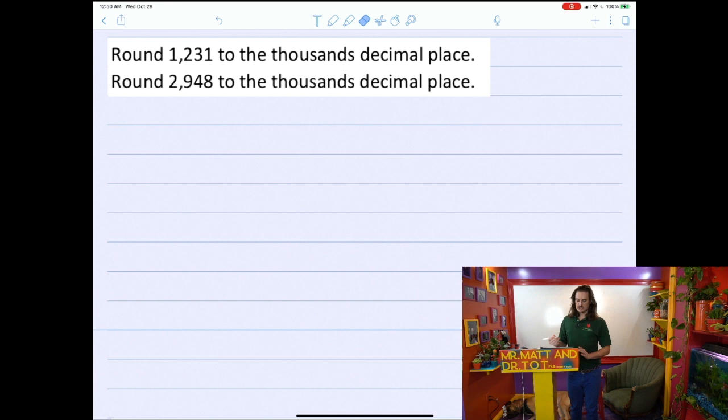Okay, so let's look at these 2 problems. 1231 rounded to the nearest thousands decimal place. So we're rounding to this spot right here. The value directly to the right is 2, which is 4 or less. So we're going to round this down to 1000. For the second value, I'm rounding to this spot right here. The number directly to the right is 9, which is 5 or greater. So I'm going to bump this guy up to 3000.